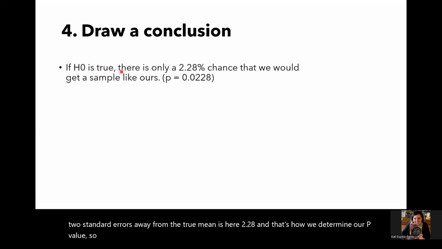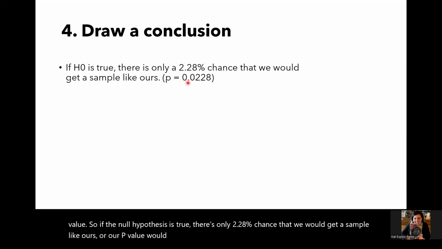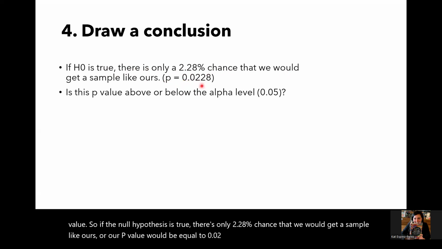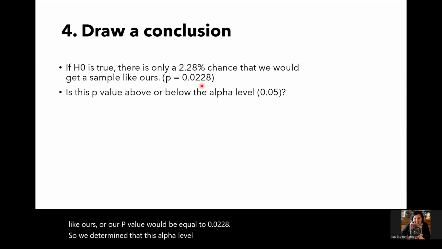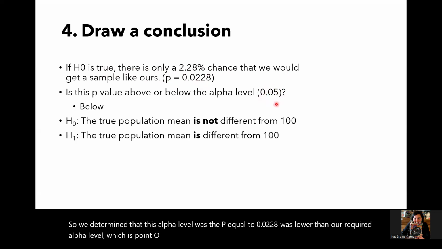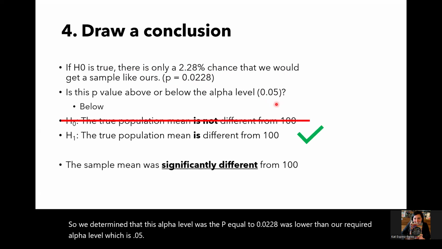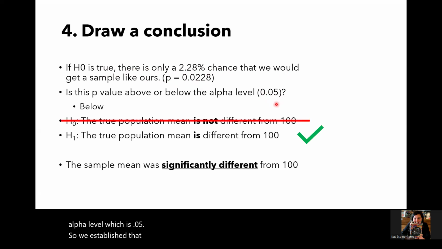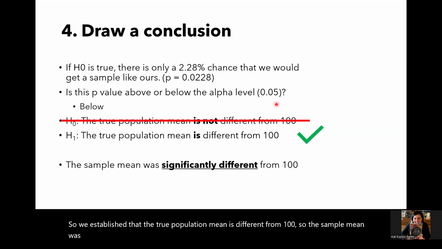So if the null hypothesis is true, there's only a 2.28% chance that we would get a sample like ours, or our p-value would be equal to 0.0228. So we determined that p equal to 0.0228 was lower than our required alpha level, which is 0.05. So we established that the true population mean is different from 100. So the sample mean was significantly different from 100.